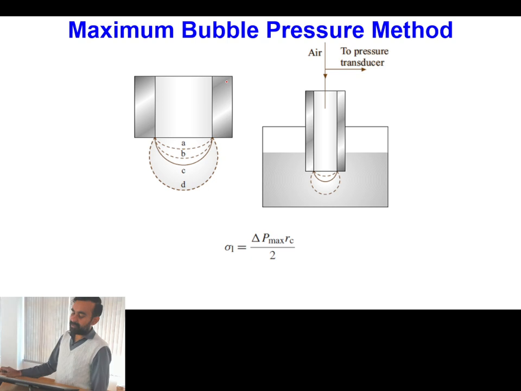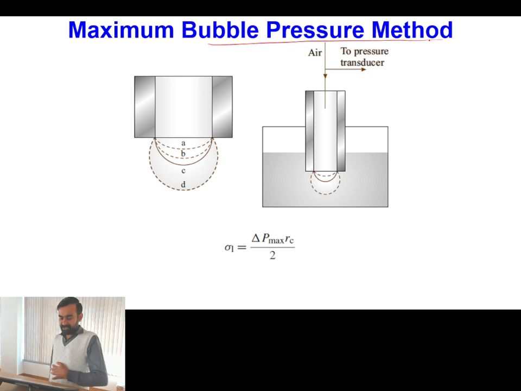Next method is the maximum bubble pressure method. In the maximum bubble pressure method, what is done? You have a needle.